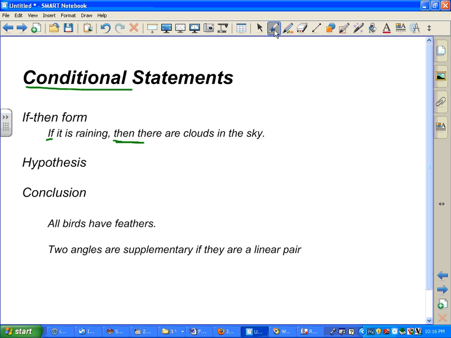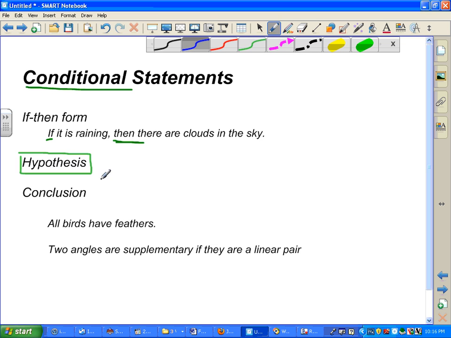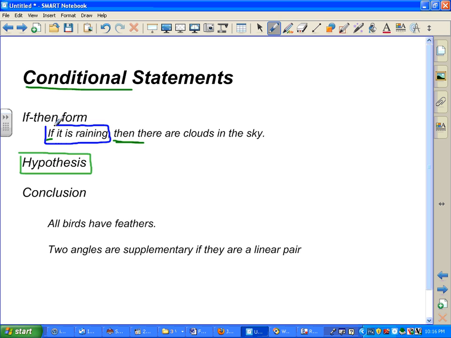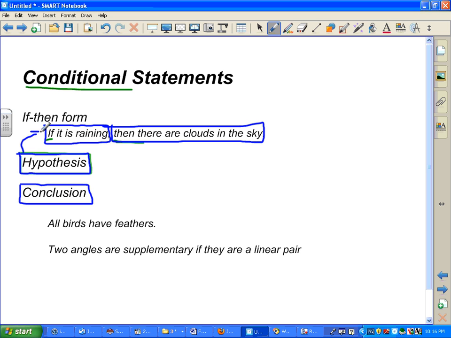Now we start talking about the hypothesis and the conclusion. The hypothesis is the if part. If it is raining, that's the hypothesis. The conclusion is the then part. Then there are clouds in the sky. Hypothesis, conclusion. If it is raining, then there are clouds in the sky.